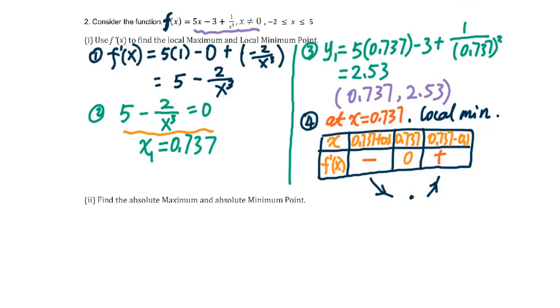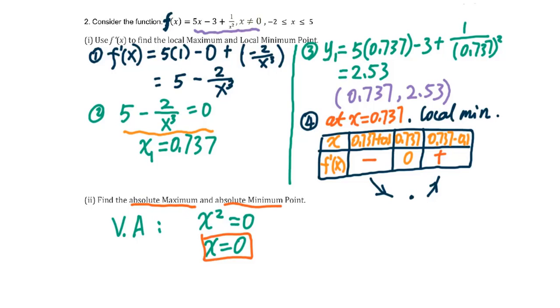For the second one, find the absolute maximum and absolute minimum points. For this question, you have to be very careful because this is a rational function. We do have a vertical asymptote line. For the vertical asymptote, we set the denominator x squared equal to 0. So you get x equals 0. This is a vertical asymptote line, which makes it possible that there is no absolute maximum or absolute minimum value.